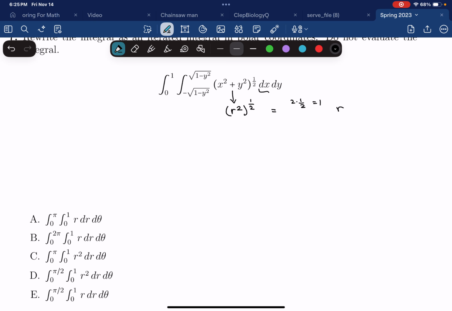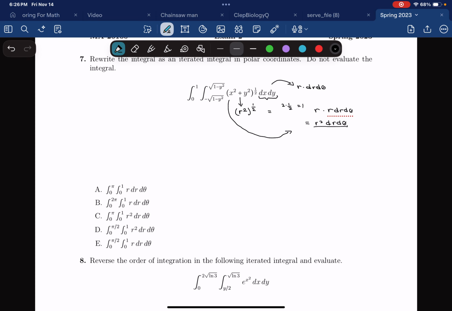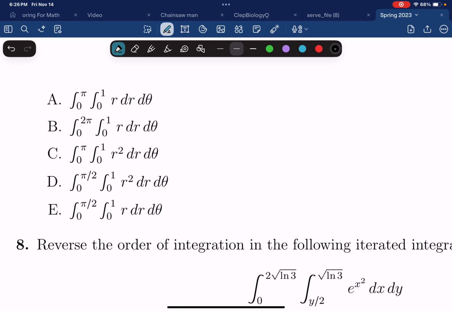And remember, this dx dy turns into r times dr d theta. So if we multiply this by r dr d theta, our f is just going to be r squared dr d theta. That should be what we're evaluating at first. So look at your answer choices and eliminate any ones that do not have the r squared dr d theta. This one doesn't have an r squared.